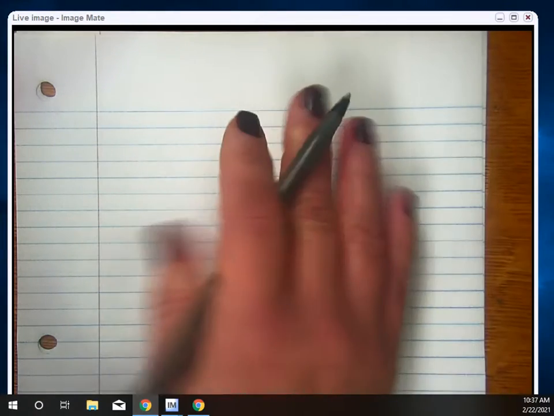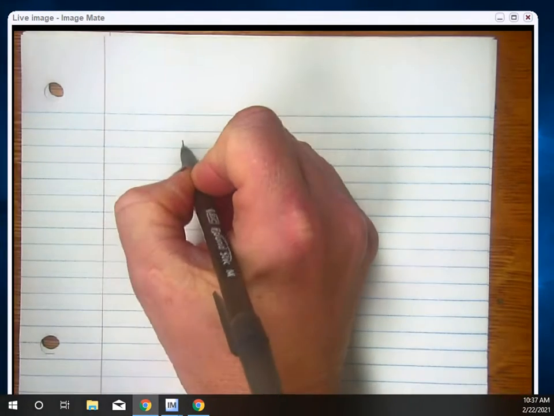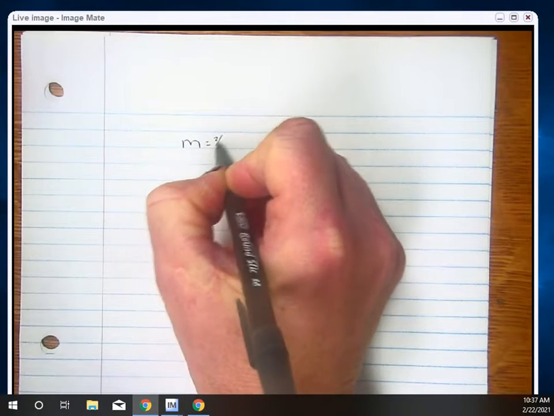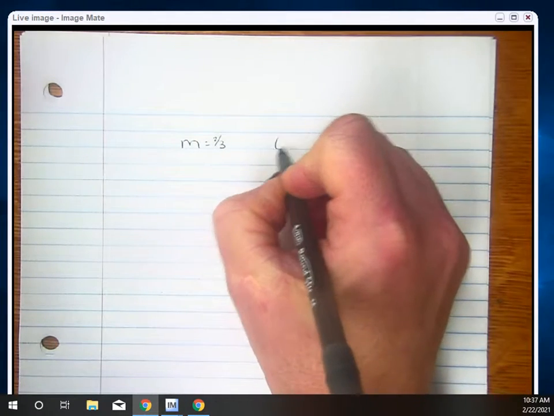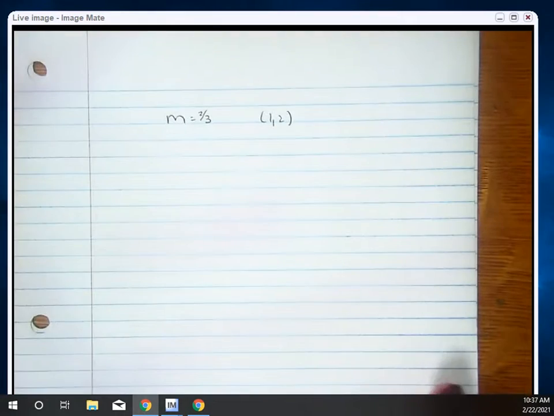When we are looking at the equation of a line and you are given m equals 2/3 and you are given a point, the first thing I need to know is what is the most necessary information that I need to write the equation of a line. What do I need? Slope and a point. It doesn't have to be any particular point. I just have to have a point and the slope.